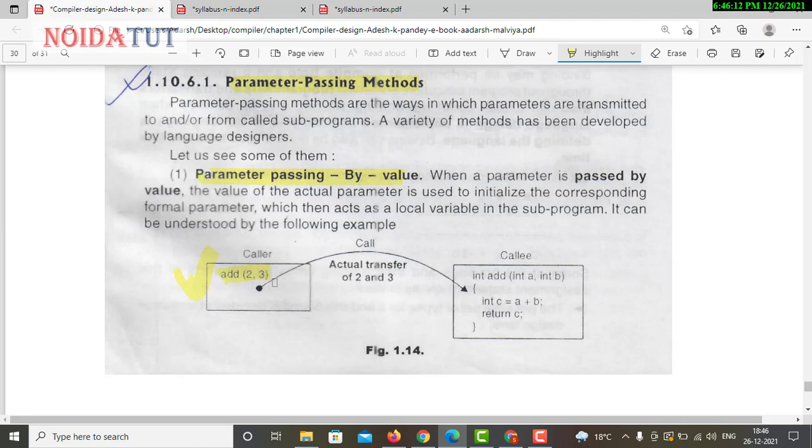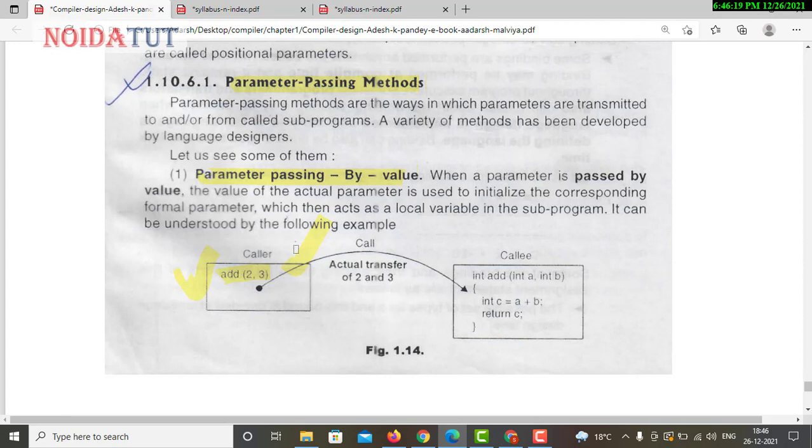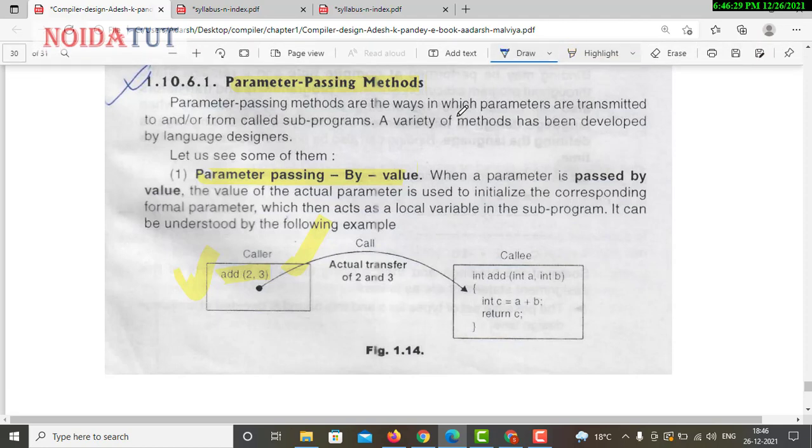So this is we are passing the actual parameters. What are the actual parameters? We have formal parameters and then we have actual parameters. In actual parameters we are actually passing the direct values. So in this case you can see that we are passing the value. What are the values? 2 and 3. Yes, fine, sir. So these are the values which are passing with the function.